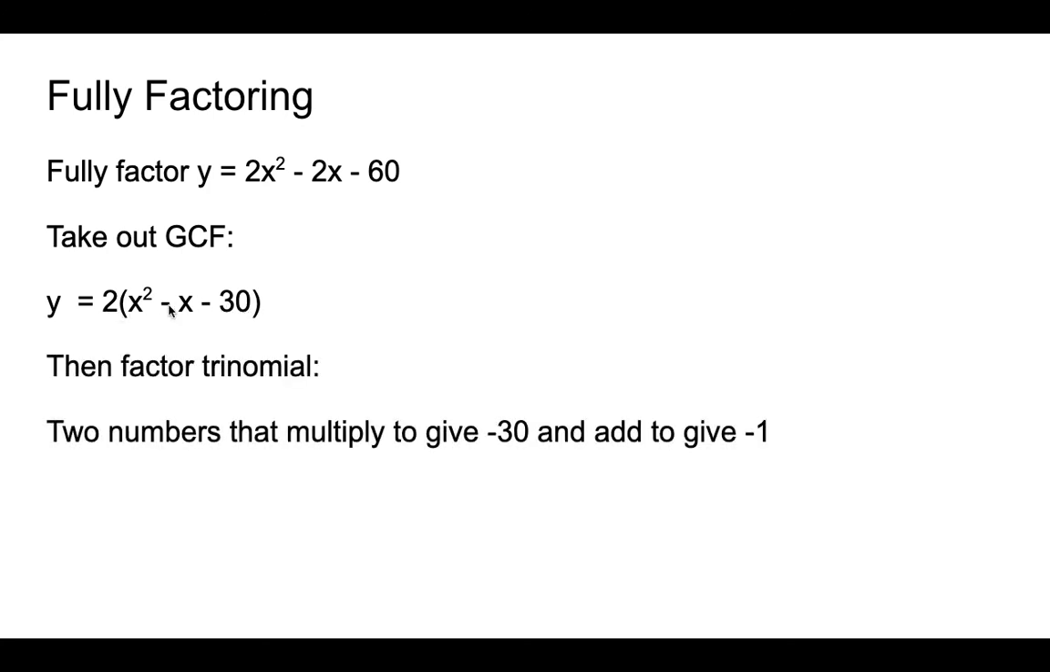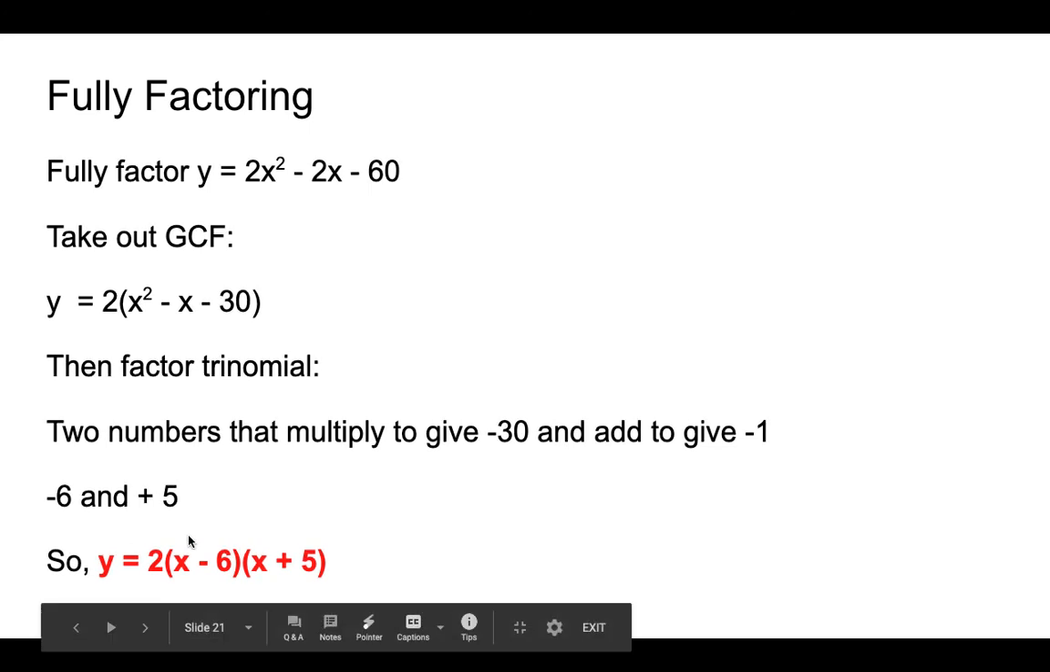Now we have this form, we can factor this trinomial by finding two numbers that multiply to give negative 30 and add to give negative 1. So negative 6 and positive 5 will do this, right? Because negative 6 times positive 5 gives negative 30, and if we add those, we get negative 1. So now you're going to put those two numbers into our binomial equations. So don't forget to bring this 2 down. So 2 times x minus 6 times x plus 5.